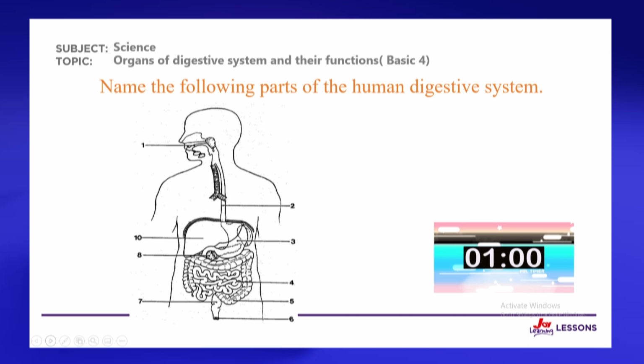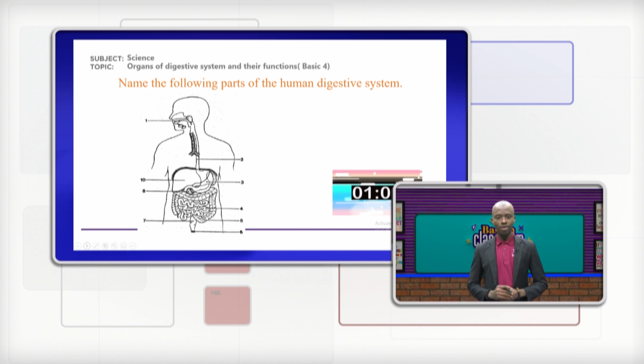So let's do this simple exercise. Take your exercise book and pen. You have only a minute. You are to name the following parts of the human digestive system. Name the following parts of the human digestive system. You have only a minute, and I'll be right back after the one minute.